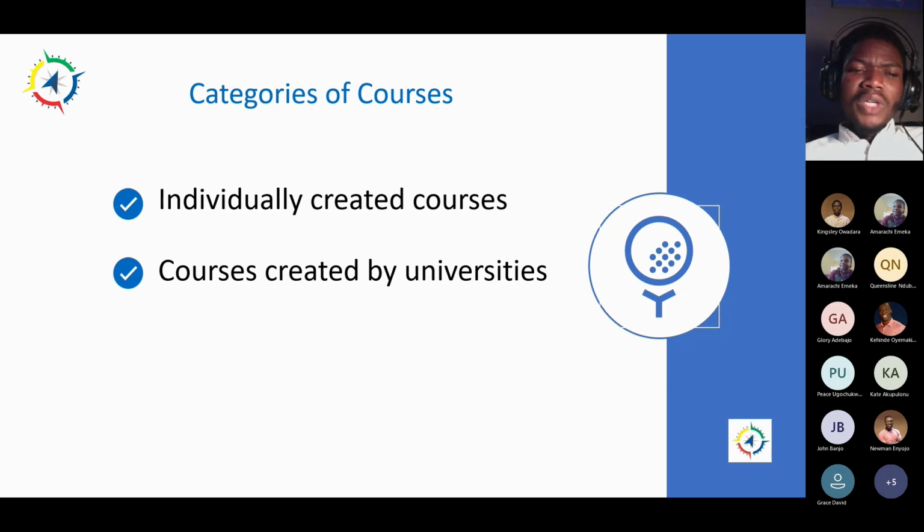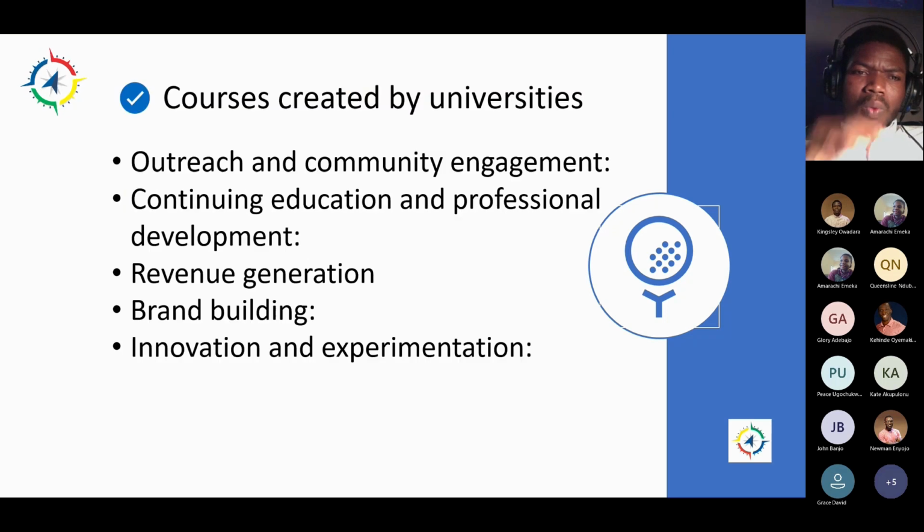And why would a university, in the first instance, want to develop a course? We'll see that universities can create courses for outreach and community engagement. Most times they create courses for continuing education and professional development, for revenue generation, for brand building, and for innovation and experimentation.